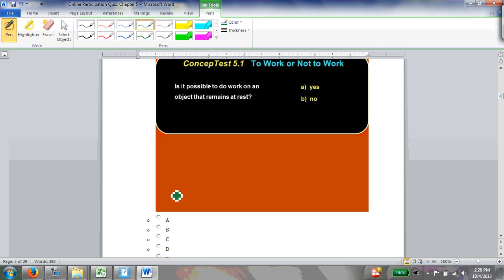Is it possible to do work on an object that remains at rest? Well, work equals force times displacement. If it remains at rest, that means the displacement is 0, so the answer is no.